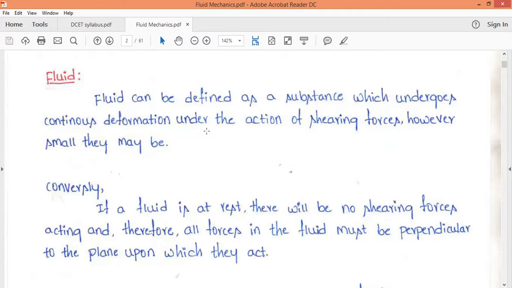Why? Because if we apply a deformation force on solids, the solids undergo deformation within the elastic limit, and if we remove the deformation force, they will regain their initial shape and size. But if we apply a similar deformation force on liquids and gases, they will never regain their initial shape and size. Means they will undergo continuous deformation. That's why we commonly call liquids and gases fluids, or generally anything which flows can be called a fluid, right?